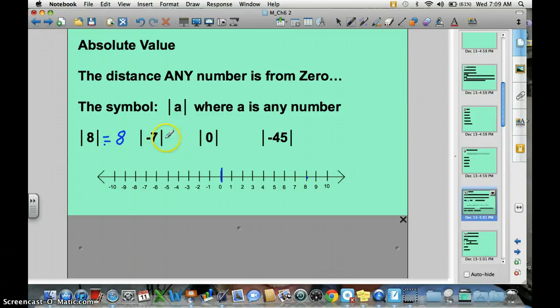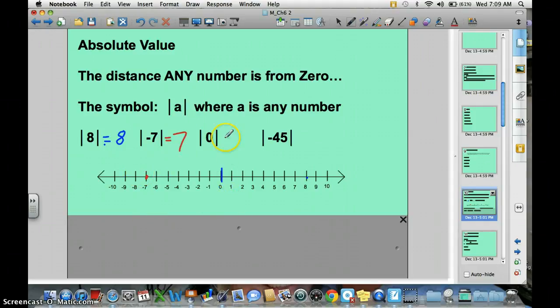Now let's talk about the absolute value of -7. I'm going to change colors. Here's -7. Here's 0. What's the distance? So I count 1, 2, 3, 4, 5, 6, 7 spaces takes me to get to -7. So my answer for the absolute value of -7 is 7.